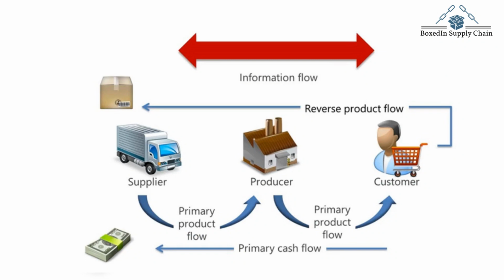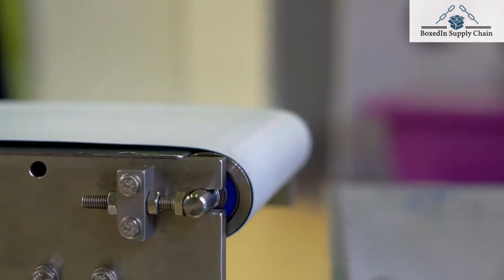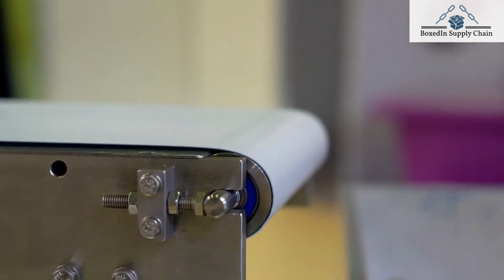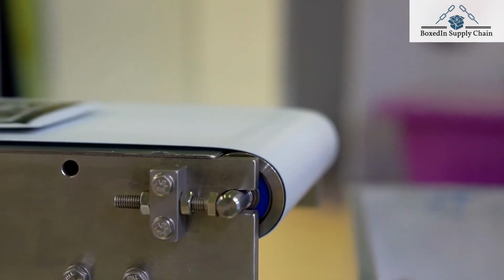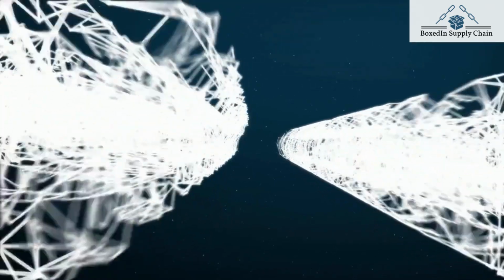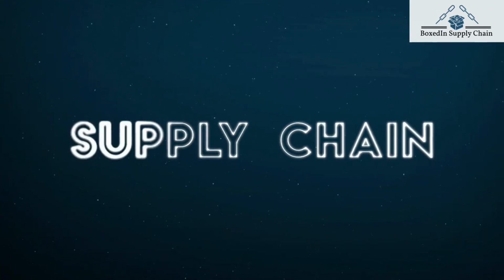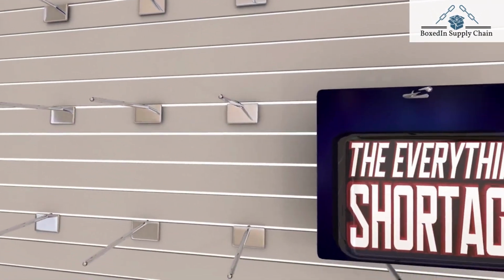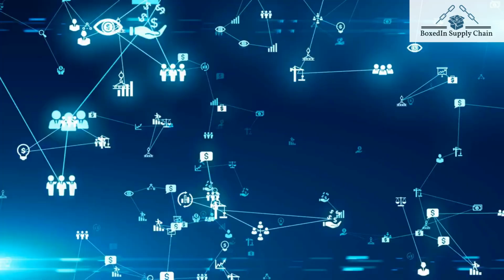Each of these elements plays a crucial role in ensuring that products or services are efficiently produced and delivered to meet customer demand. Additionally, there are several flows within a supply chain that facilitate the movement of goods, cash, and information. One of these flows is the reverse product flow, which deals with the movement of goods in the opposite direction of the typical product flow. Here is an explanation of each of the key elements and flows within a supply chain.